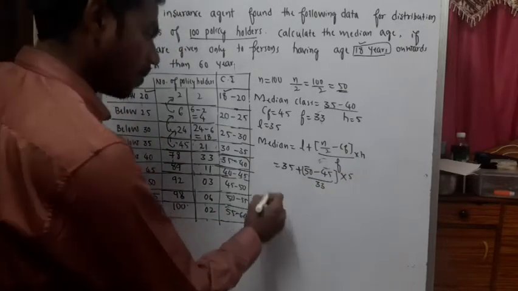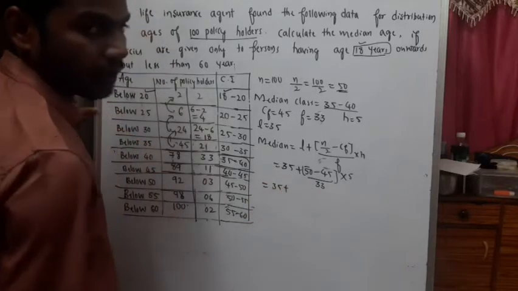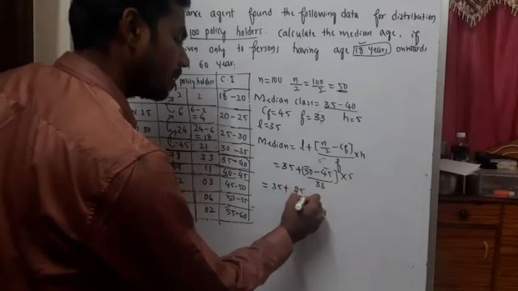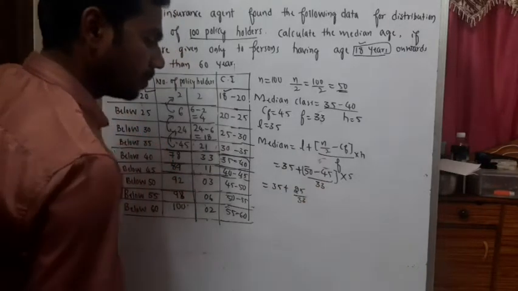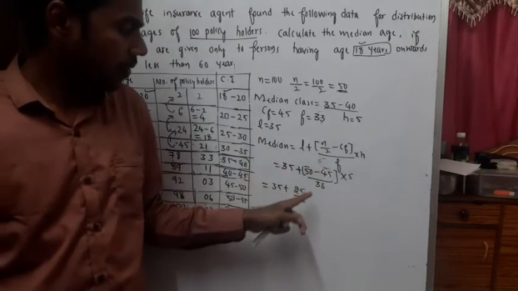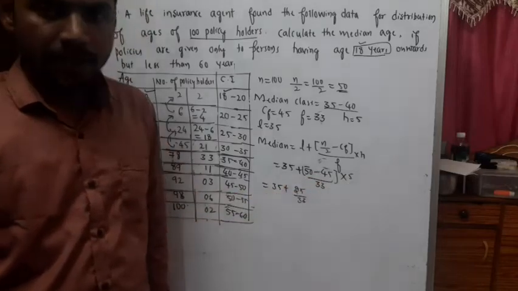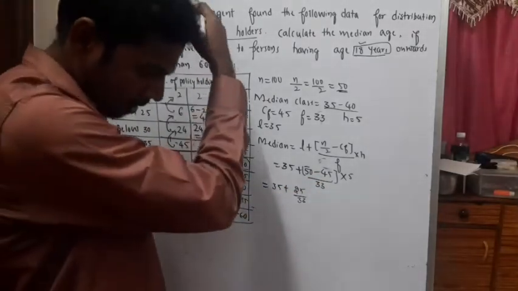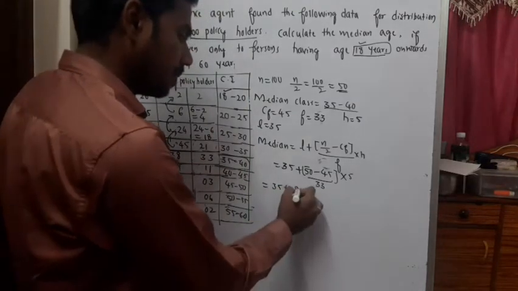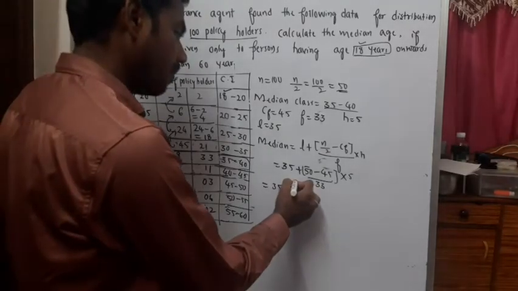Okay. Now 35 plus 50 minus 45 is 5. 5 into 5 is 25, divided by 33. Now what can we write? See, 33 ones are 33. So 25 is less than 33. What can we do?